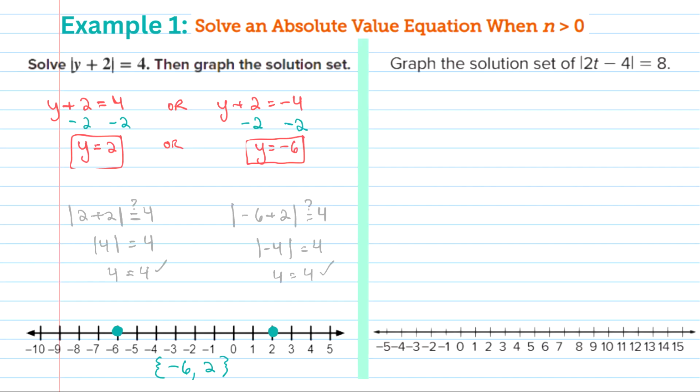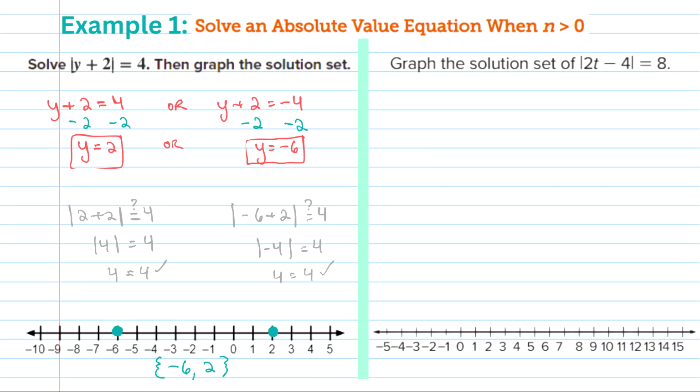Now we're going to do the same thing on this second problem that's on this slide. Graph the solution set of the absolute value of 2t minus 4 equals 8. Again, we just need to consider that there are two possible cases where t could be positive or negative.